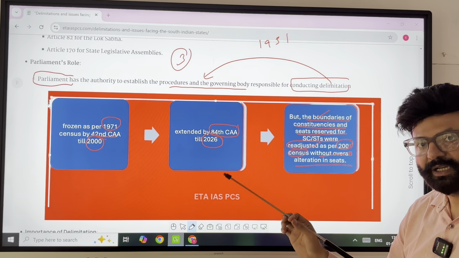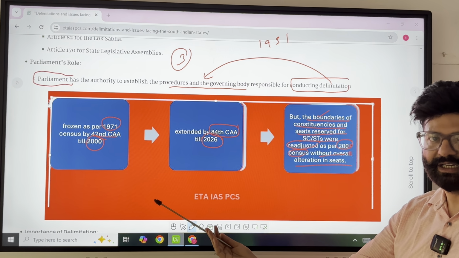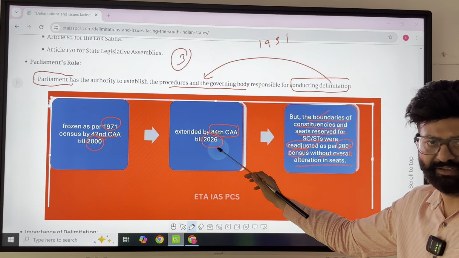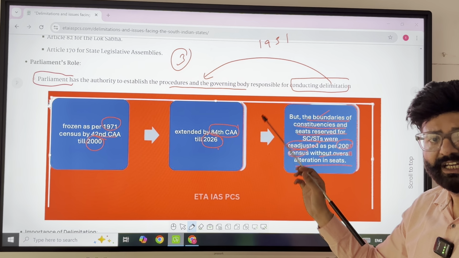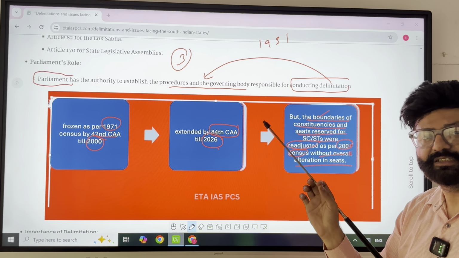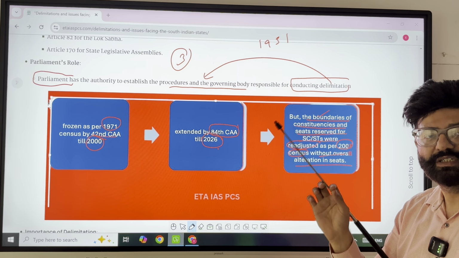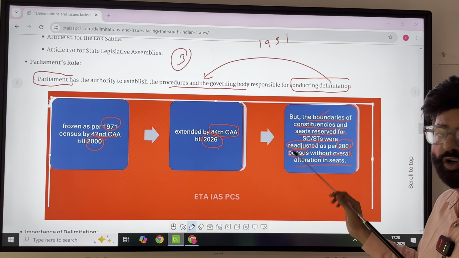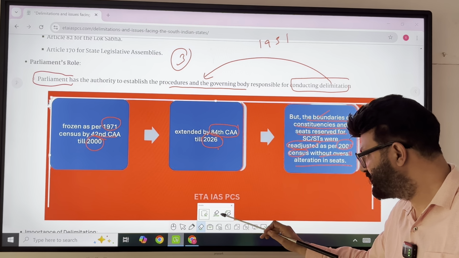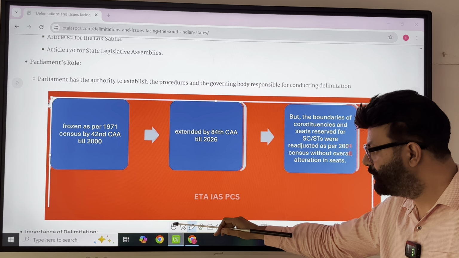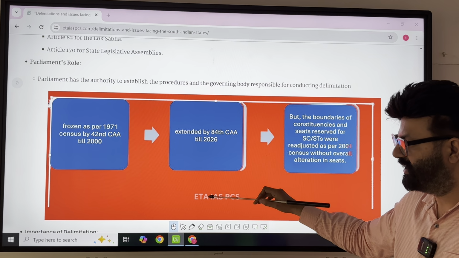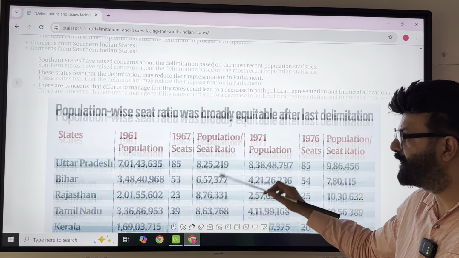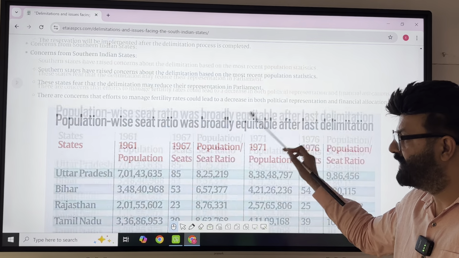Second, you must remember that it was again extended by 84th Amendment till 2026. And thirdly, in 2001, readjustment was done, but pertaining to the seats of SC/ST, not the overall re-alteration of seats occurred. So next, now you have read about the basics of delimitation, right? So coming on to the topic again here.